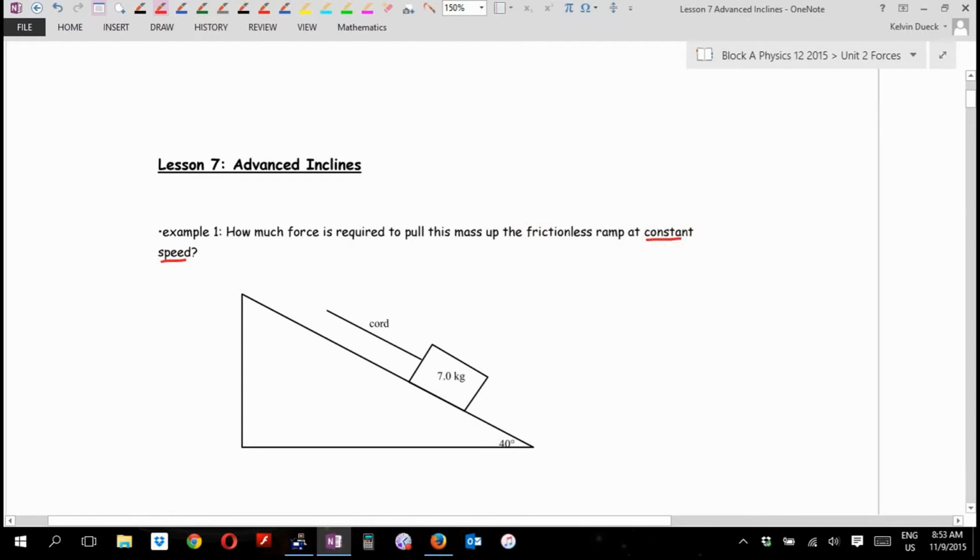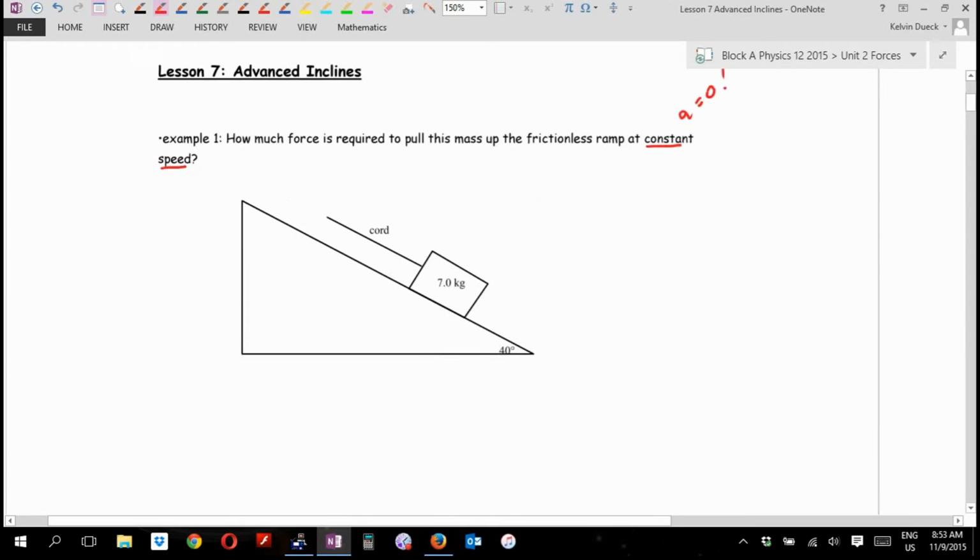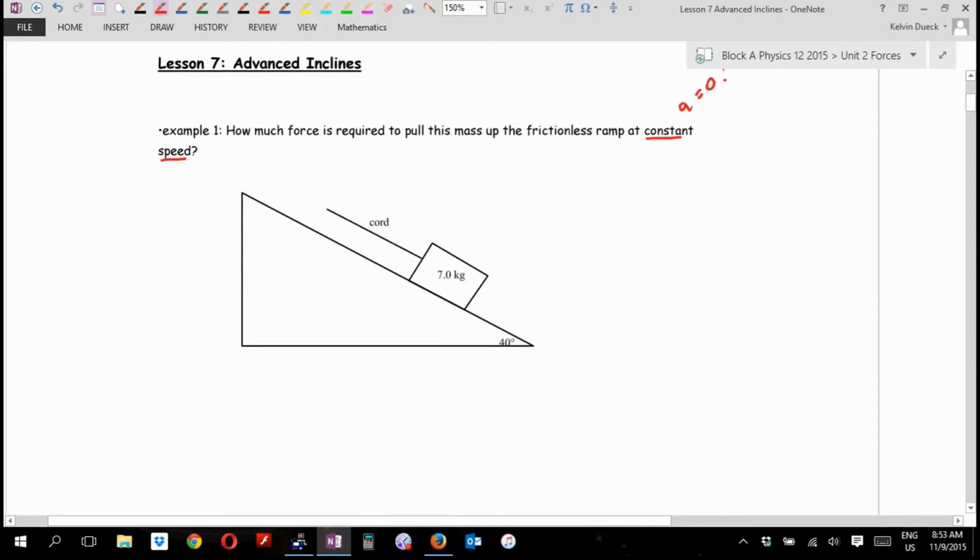Because, Ty, what does that tell me? Constant speed. I'll make a little note. Any thoughts on how I'm going to start this? Probably the same. But rather than draw a free body diagram in a separate location, did they give me a lovely picture? I'll label the forces on my diagram. What are the forces acting on this 7-kilogram block?